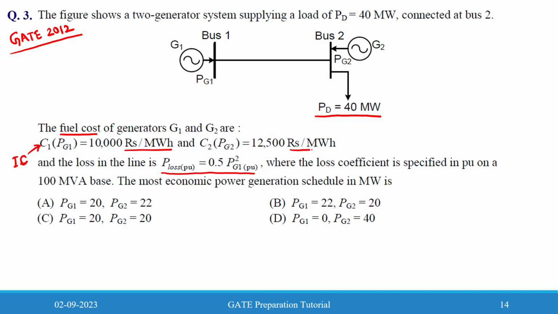And here also, because the unit for fuel cost is rupees per hour, if you differentiate fuel cost with respect to power, then you will get rupees per megawatt hour. And the losses in the line are given in per unit expression, where the loss coefficient is specified in per unit on a 100 MVA base. So we will need this base value at the end, because we get PG1 and PG2 in per unit. So calculate based on this per unit value only. Then the most economic power generation schedule in megawatt is. All of you note down the important points, and I am moving to the next slide.